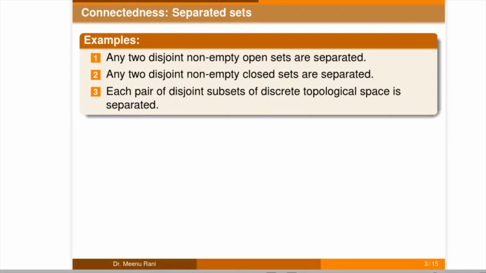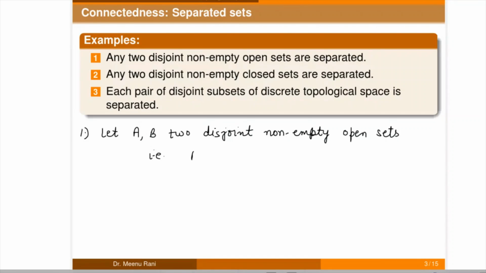So we can say that these two sets are separated sets. So now we discuss some other examples on the separated sets. Our first example is any two disjoint non-empty open sets are separated sets. So if we take two sets here which are disjoint, non-empty, and both are open also, it means A is not empty, B is not empty, and their intersection is empty.